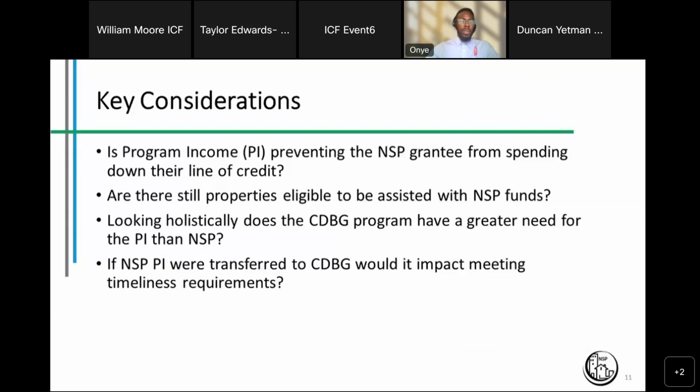All right, so as we start to think about closeout and look at program income, there are things we want to consider. The first one would be, is program income preventing you from spending down your line of credit? Are there still properties eligible to be assisted with NSP funding? If applicable, does your CDBG program have a greater need for the program income than NSP? And if NSP program income were to be transferred to CDBG, would it impact how you meet your timeliness requirements?